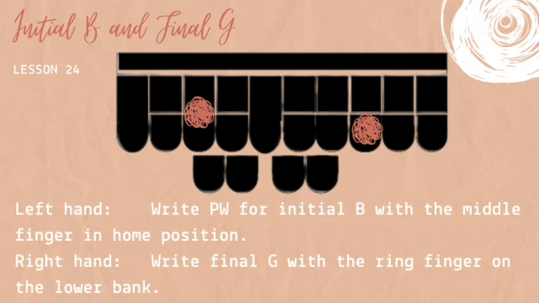How about final G? So you write final G with the ring finger on the lower bank using your right hand. So again, final G is right ring finger. Okay.